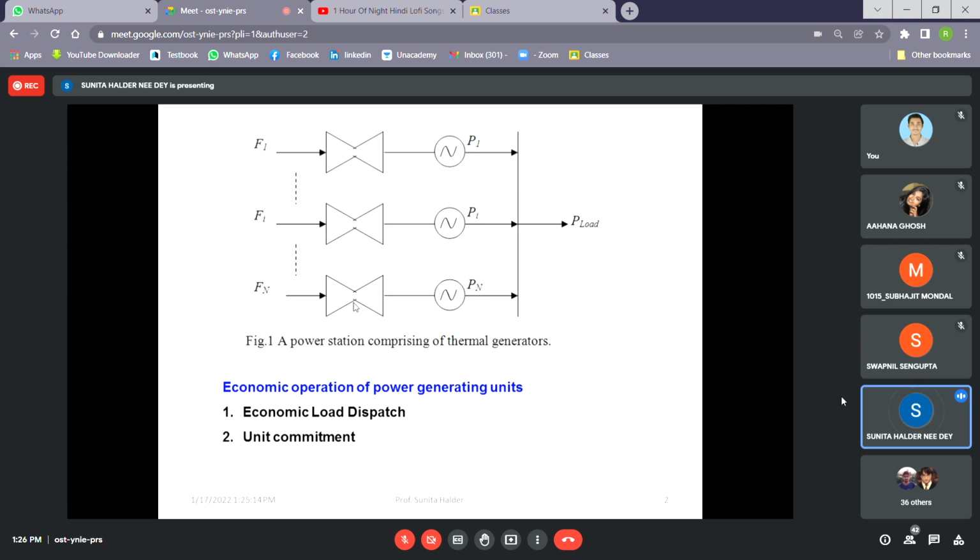Now, the cost involvement of each generator is not the same, because it depends on generation capacity. Even for two generators having the same generation capacity, the cost involvement is not the same, because sometimes the loss is more in the generation process. The loss is more. There are so many such things.